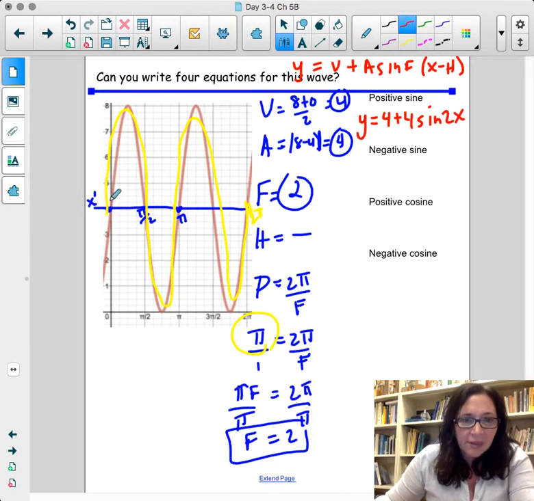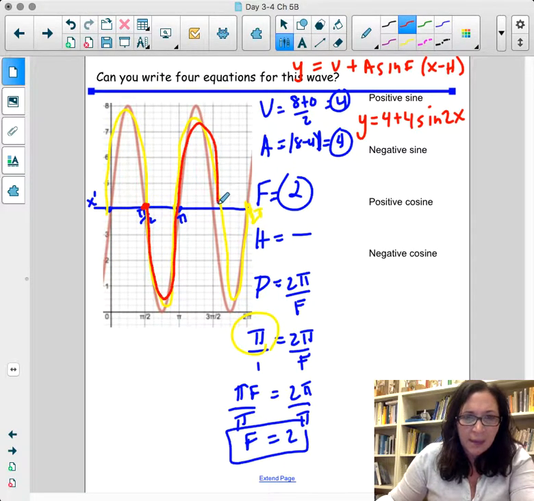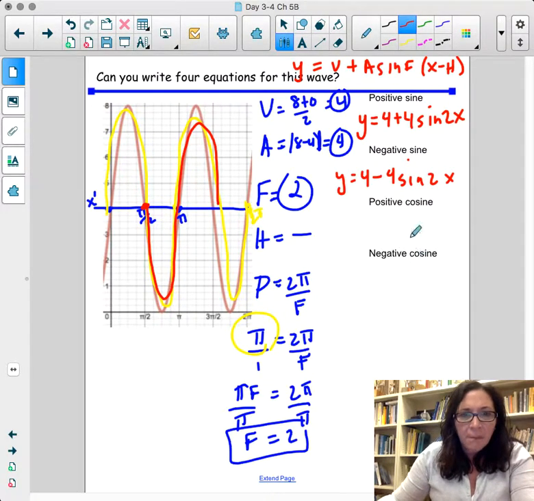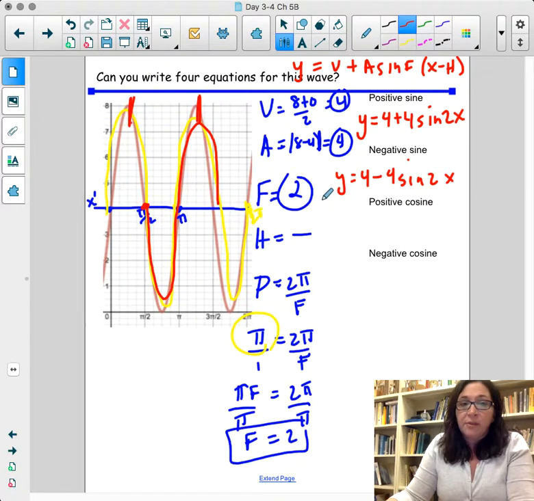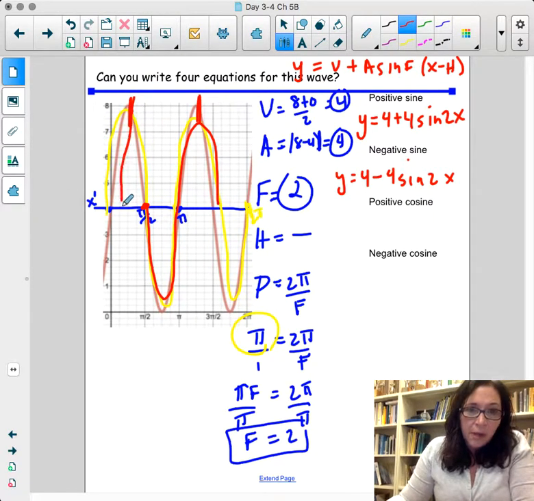A negative sine wave is going to start at pi over 2 and then go down first, go up, and then end like that. So a negative sine wave is going to go y equals 4 minus 4 sine of 2x, okay? A positive cosine, I could either start here or I could start here. That's up to you, totally up to you. I could start here, and that's at pi over 4.